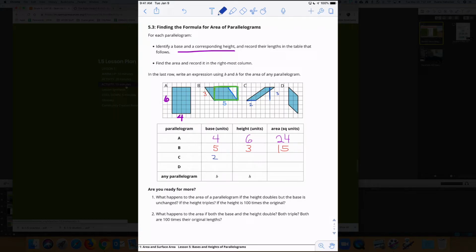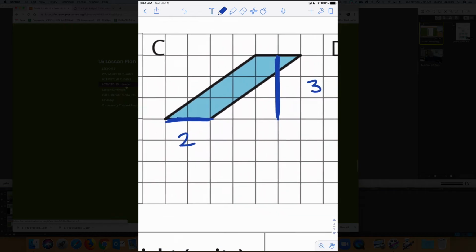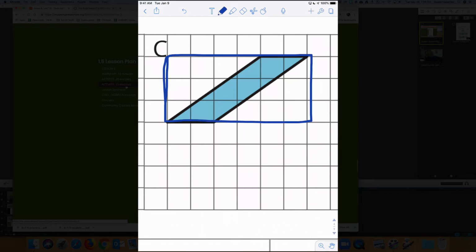Base is 2, height is 3, and finding the area of this might be a little on the tricky side. So what you might need to do is look at the enclosing rectangle. So here's this entire rectangle right here, and this entire rectangle has a height of 3 and a base of 1, 2, 3, 4, 5, 6, a base of 6. So that's 18 units squared.